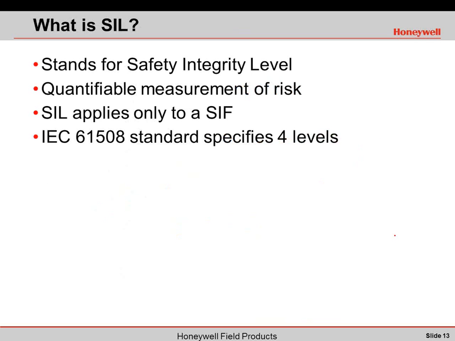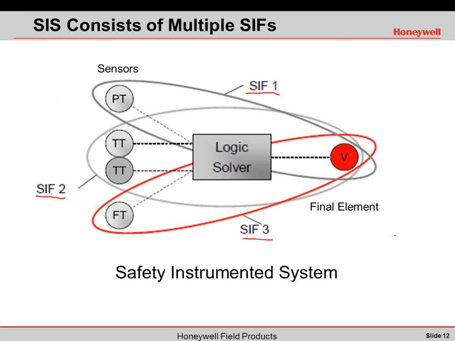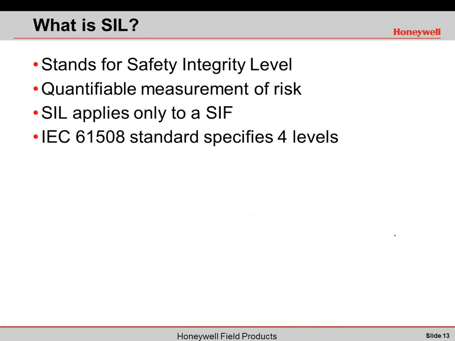So what is SIL? Well, that stands for Safety Integrity Level. It's a quantifiable measurement of risk used as a way to establish safety performance targets for safety instrumented systems. Probably the most important thing to remember is a SIL rating applies only to the instrumented function that we showed here on our previous slide, right? We have our instrumented functions here. So when you have a SIL rating, that doesn't apply to your overall system. It applies to the devices that make up the safety instrumented function.